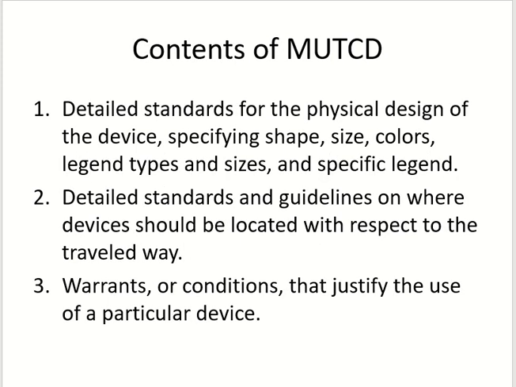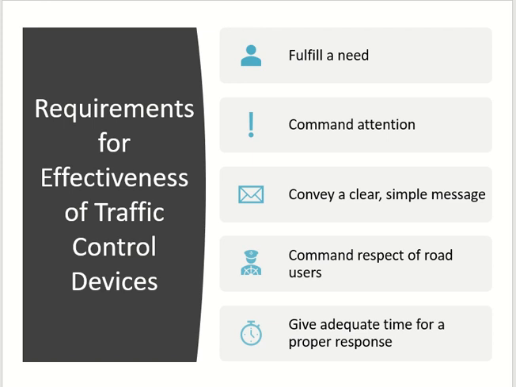The things which are covered in the manual I already mentioned. If you want to provide a device which is effective, an object which is effective in communicating the information, you should fulfill these requirements. The first requirement is there should be a need for the device. There should be the need for the object where you are putting it. Take the example of a stop line. Where do we need a stop line?